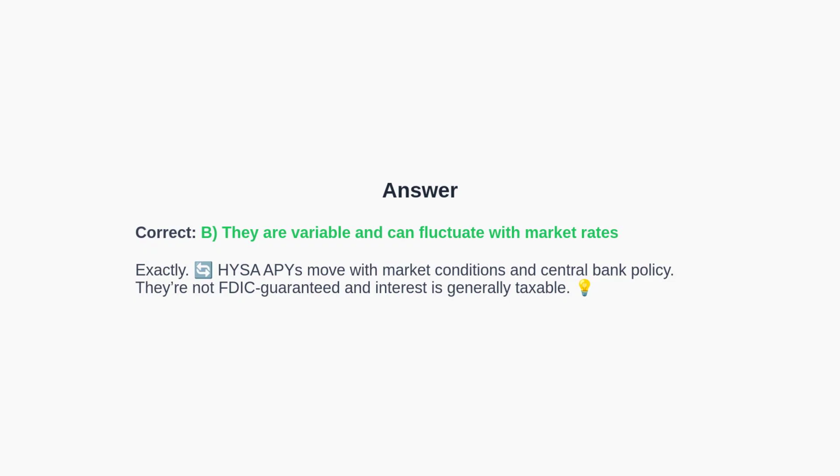The correct answer is B. High-yield savings account interest rates are variable and can change as market conditions and central bank policies evolve. The FDIC does not guarantee a specific rate, and interest is generally taxable as ordinary income.